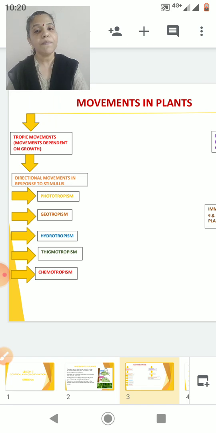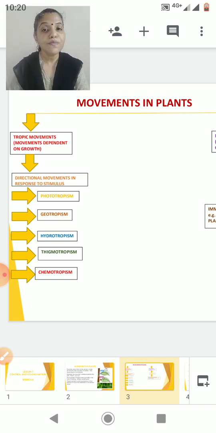Now, let us study the different types of tropic movements. We have phototropism, when a part of the plant moves towards the stimulus, that is the light. Geotropism, where the part of the plant bends towards the earth, towards gravity. Hydrotropism, where the part moves or bends towards the water. Thigmotropism, do you remember chemoreceptors, students? We had studied chemoreceptors in the nervous system, correct? Here the stimulus is touch. And chemotropism, here the stimulus is different types of chemicals. We will individually deal with all these types of tropic movements.